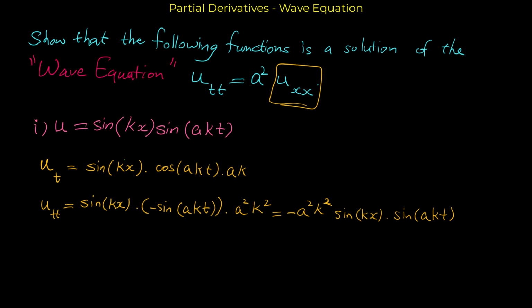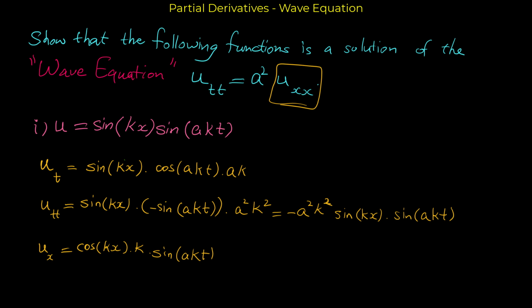Now let's focus on this. We are going to find the partial derivative of u with respect to x. For finding the derivative of this with respect to x, it's going to be cosine kx. And we are going to multiply by the derivative of the inside. The derivative of the inside with respect to x would be k. So the derivative of sine of kx is cosine kx times k. And of course we have to multiply by sine of akt.